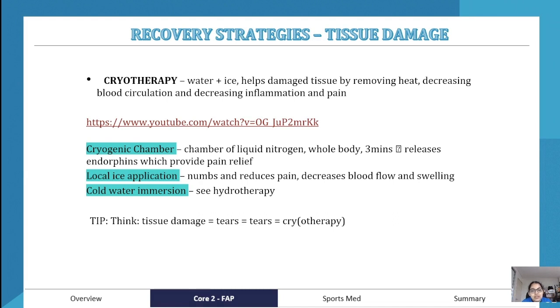aspects to the machine. First, the cryogenic chamber, where we fill it up with liquid nitrogen. Whole body, 3 minutes, it releases endorphins which provide pain relief. So you're actually going into the chamber of liquid nitrogen, whole body. There is also local ice application, which numbs and reduces pain, decreases blood flow and swelling, and finally cold water immersion, same as hydrotherapy. So there are three different elements of cryotherapy: you can go in a cryogenic chamber, you can apply ice locally, or you can do cold water immersion.